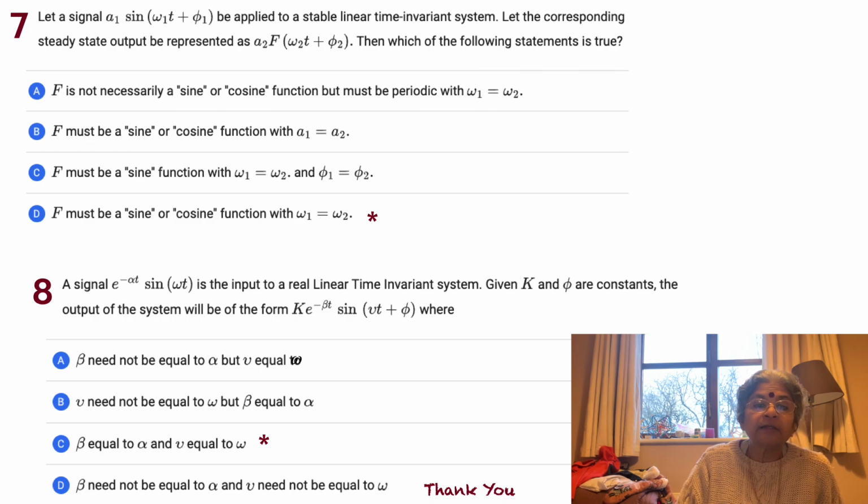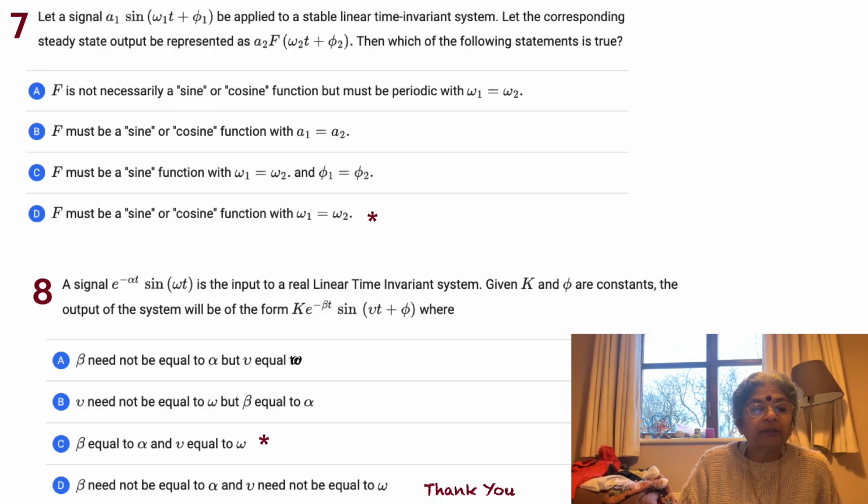Option A: F is not necessarily a sine or cosine function. That's not true at all. It has to be a sine or cosine function, and it has to be periodic with omega 1 equal to omega 2. Option B: F must be a sine or cosine function with A1 equal to A2. There's no obligation at all. A1 and A2 will definitely differ so long as the transfer function of the block that is a part of the system affects it. Similarly phi 1 cannot be equal to phi 2, so option C can also be rejected.